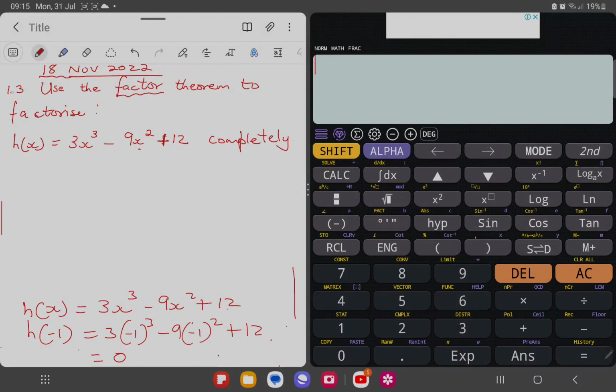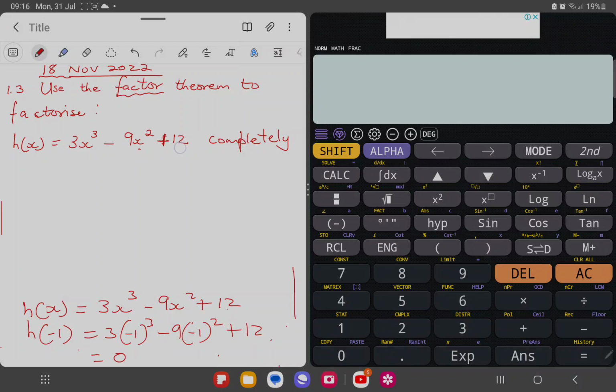Okay, now we're going to do question 1.3 from the 18 November 2022 examination question paper. It says use the factor theorem to factorize h of x is equal to 3x cubed minus 9x squared plus 12 completely. So what does that mean? The x value that we need to substitute in place of x to give us a 0 is not given. It means we must find it ourselves. How are we going to find this x value?